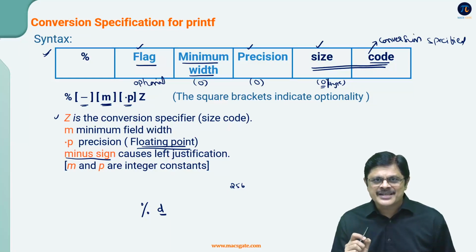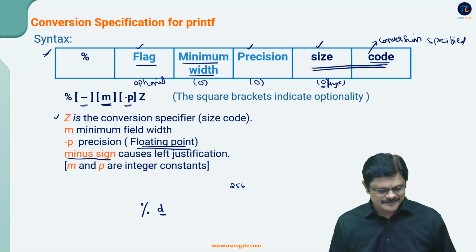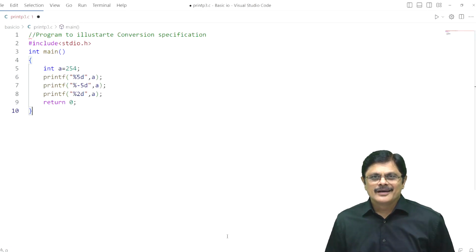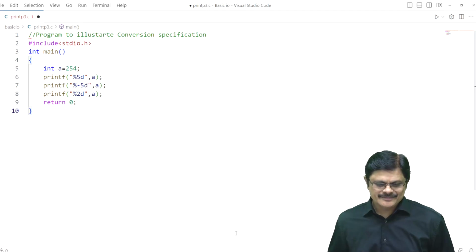Let us try to understand with simple programs. Now look at this example. Here we define an integer variable and we are assigning 254 to a.